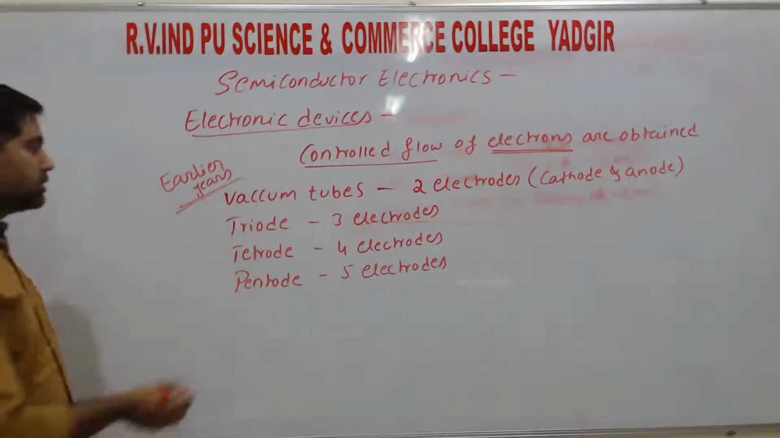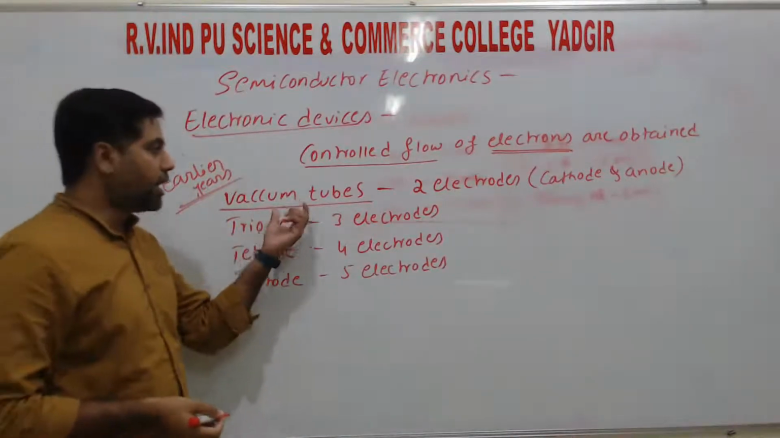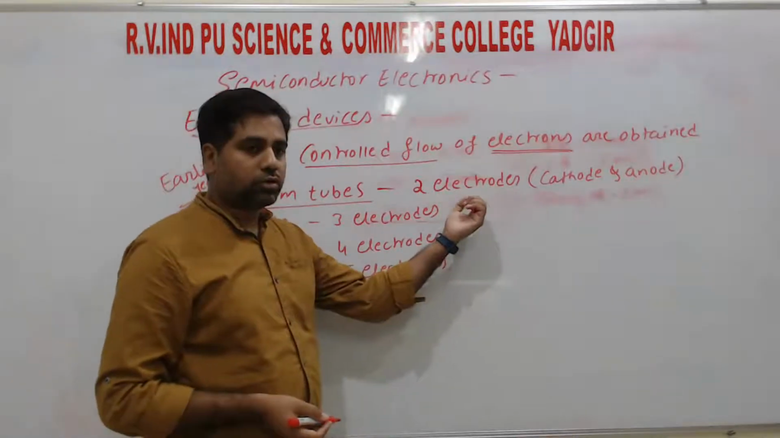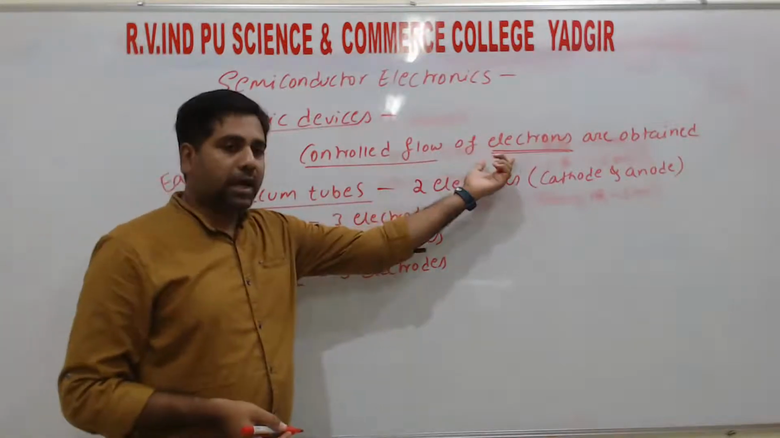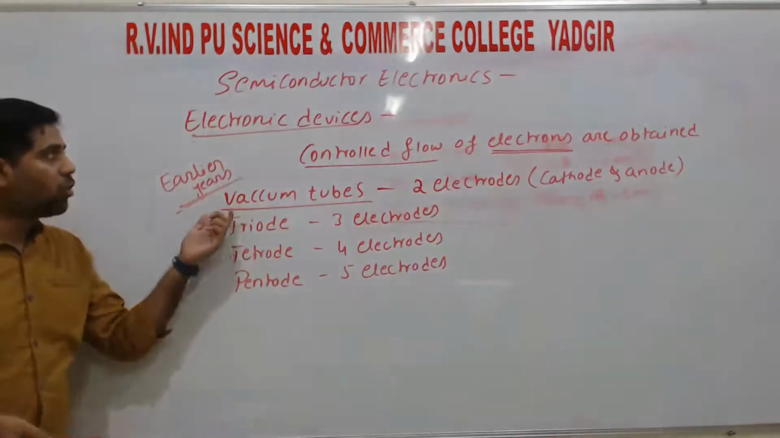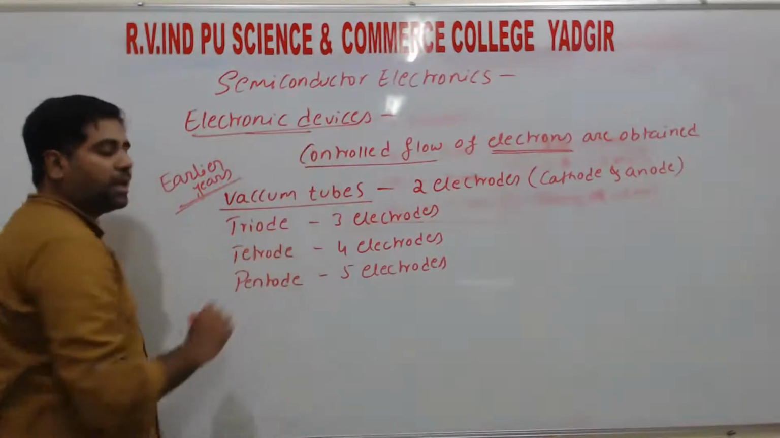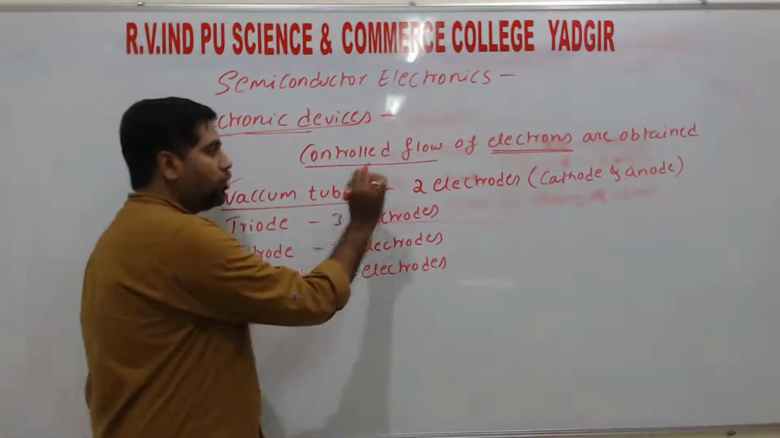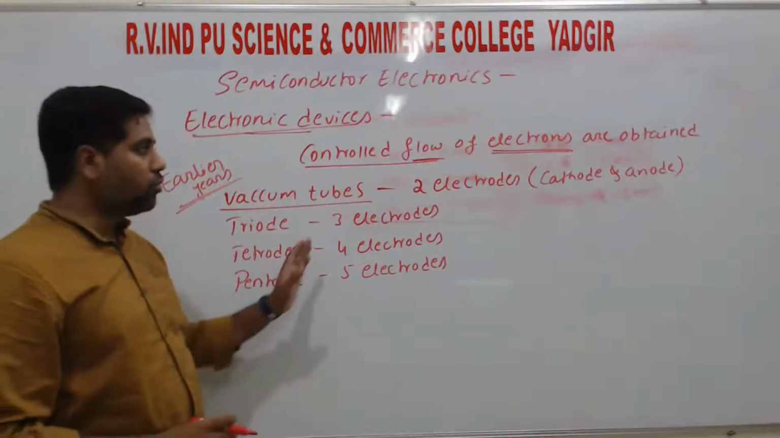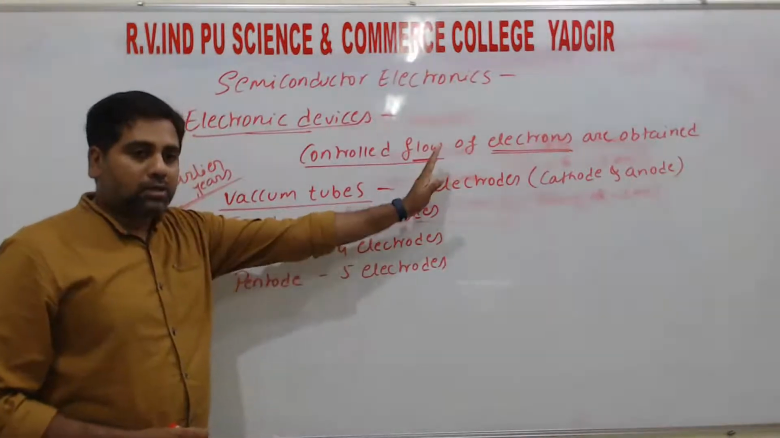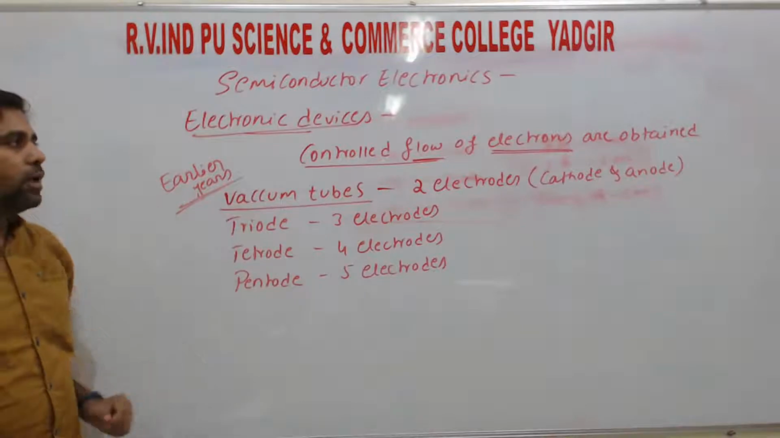So mainly we discuss the vacuum tubes, right? In vacuum tubes we have two electrodes, and we use the controlled flow of electrons. That's why these devices are called electronic devices. In electronic devices there is a controlled flow. That means however many electrons we need, only that many electrons we pass through the device, right? That's why it is called a controlled flow of electrons.